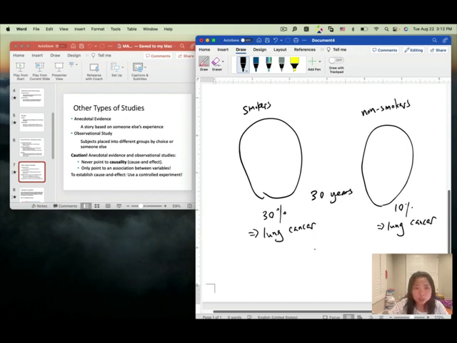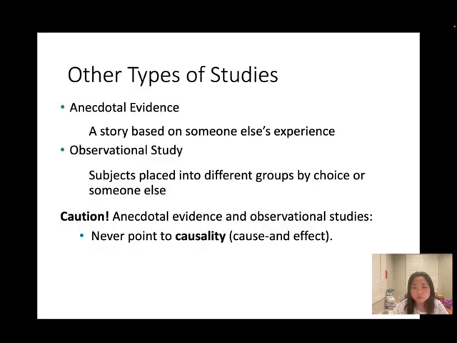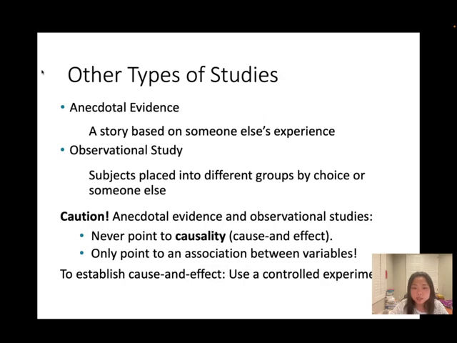Since this is an observational study, it never points to causality, the cause and effect. You can't draw the conclusion saying that smoking habit will cause you to get lung cancer. You can't make this kind of conclusion because this is an observational study. You can only say smoking habit is associated with lung cancer. You can't say this is a cause, because this is an observational study. If you want to establish cause and effect, you will use the controlled experiment.